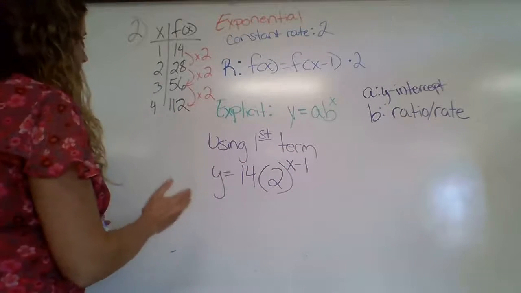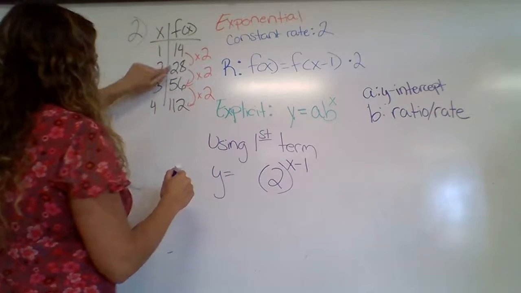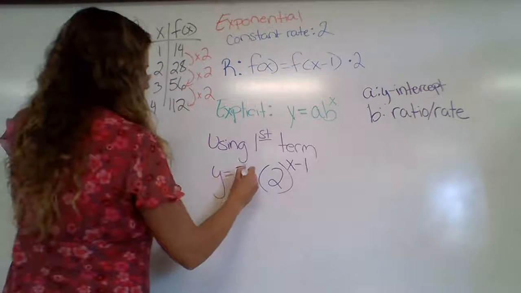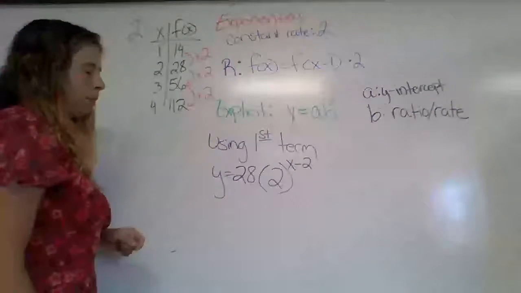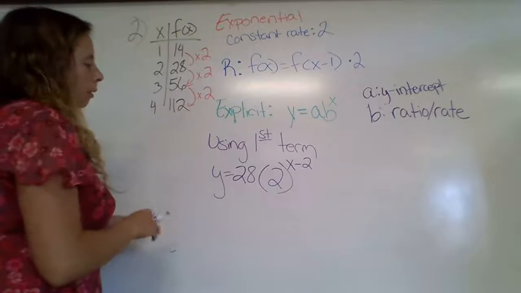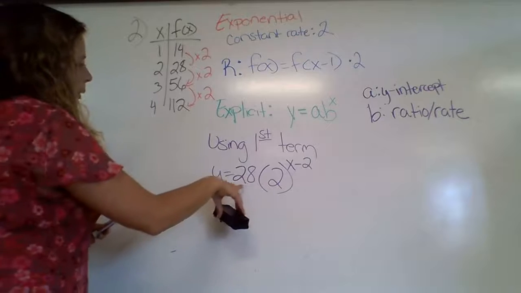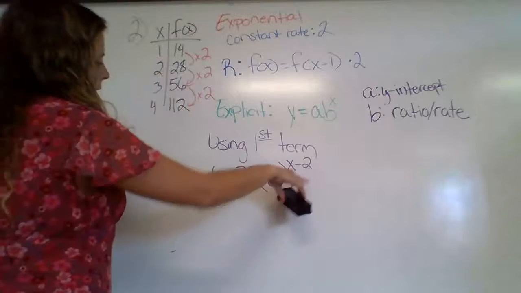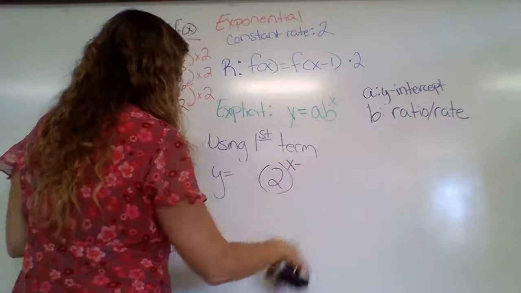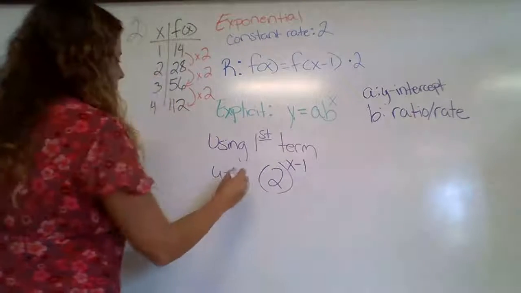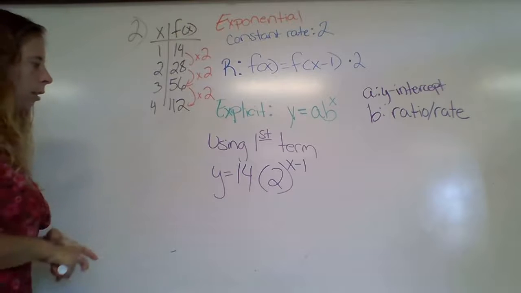If you're using the second term, which is 28, it would be x minus 2. I mean, don't do that. I wouldn't use the second term unless they don't give you the first term. But if you use the second term, which is 28, then it's x minus 2. But let's use the first term, which is 14. Okay, so that's one way you could write it. That is a correct answer.